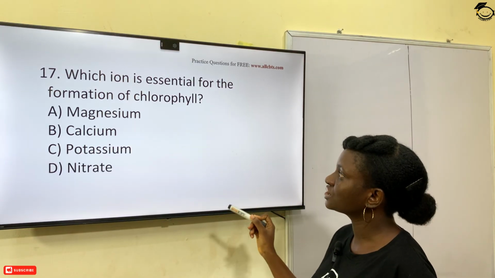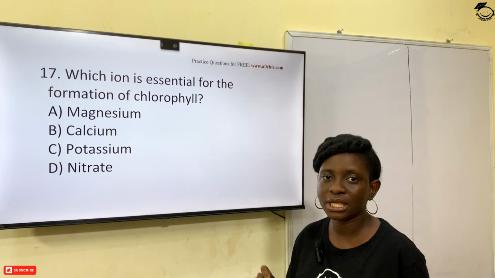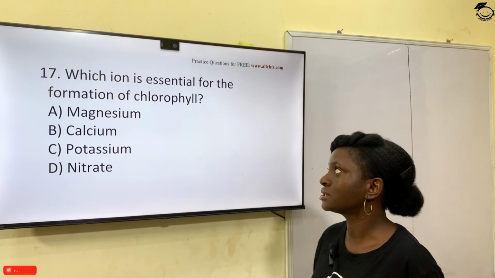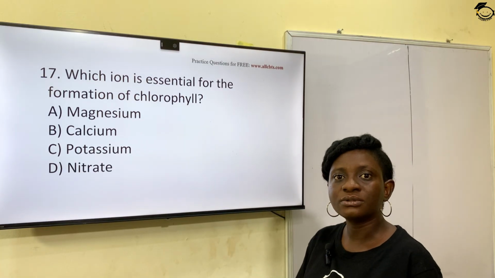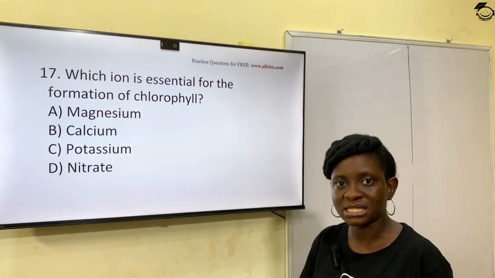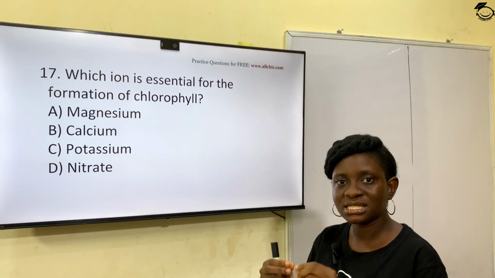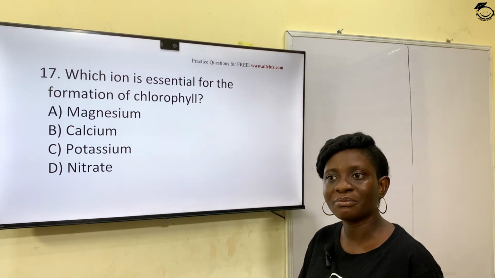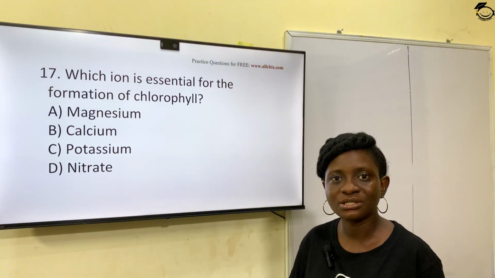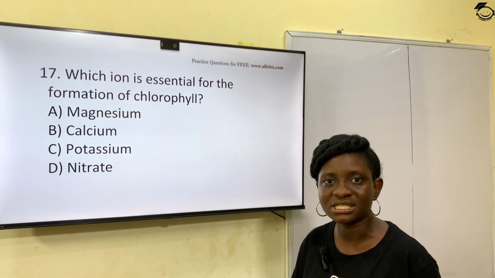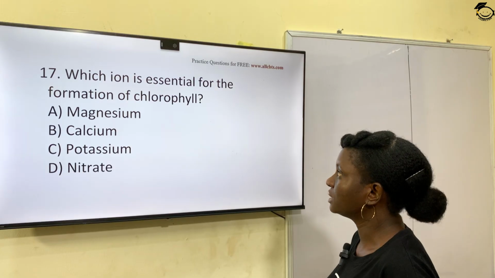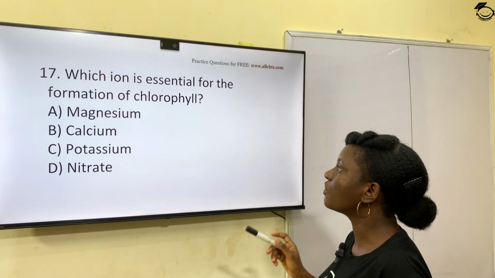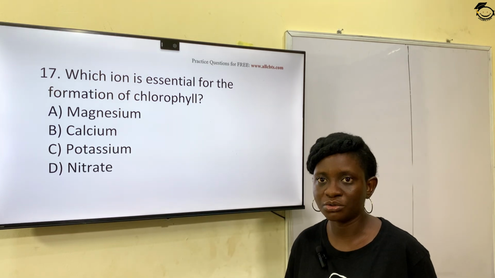Which ion is essential for the formation of chlorophyll? Option A, magnesium, B, calcium, C, potassium, D, nitrate. So, like I said earlier, chlorophyll determines the green pigment found in leaves. But in older plants, when you see some plants whose leaves are already turning yellow, that shows deficiency in magnesium. So the correct answer here is magnesium. Magnesium is essential for the formation of chlorophyll.